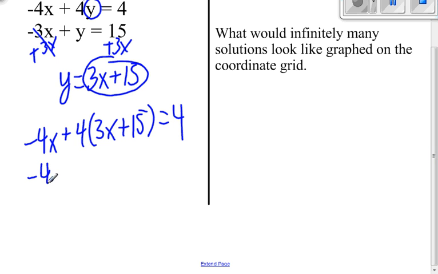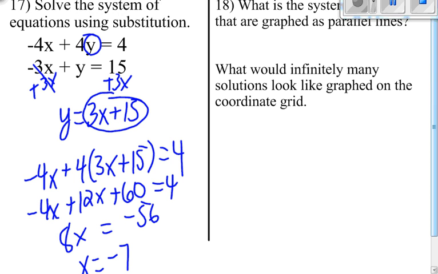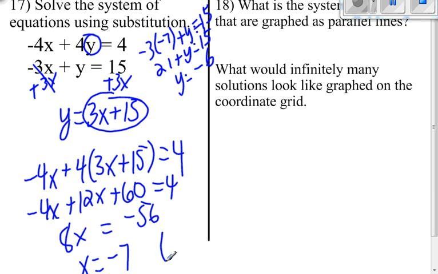Distribute. Negative 4x plus 12x plus 60 equals 4. Combine like terms, that's 8x. Minus 60 from both sides is negative 56. x equals negative 7. Substitute back in. Negative 3 times negative 7 plus y equals 15. 21 plus y equals 15. y equals -6. So -7, -6.